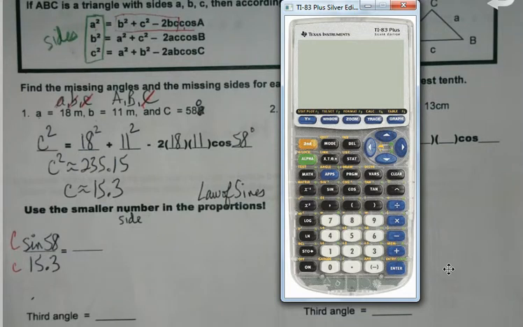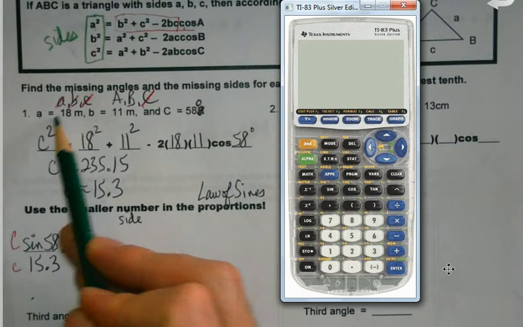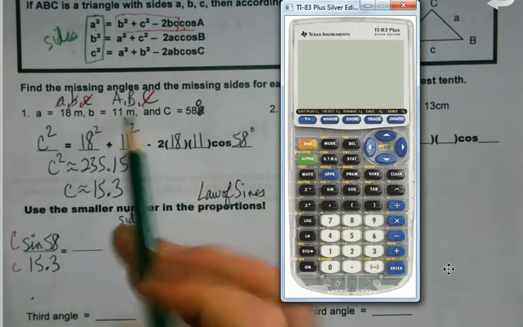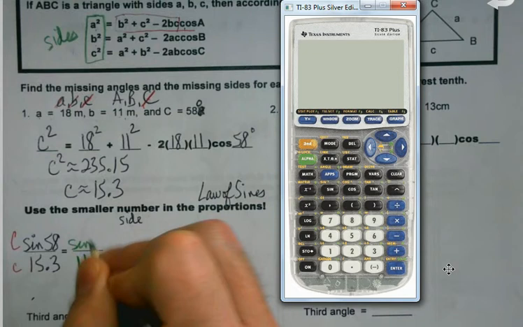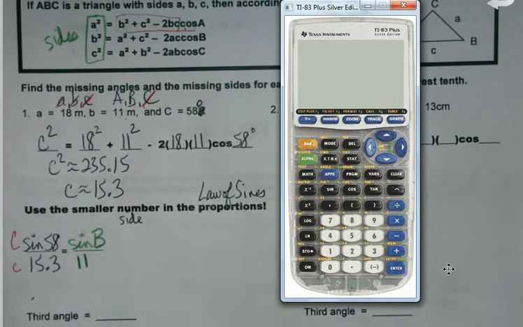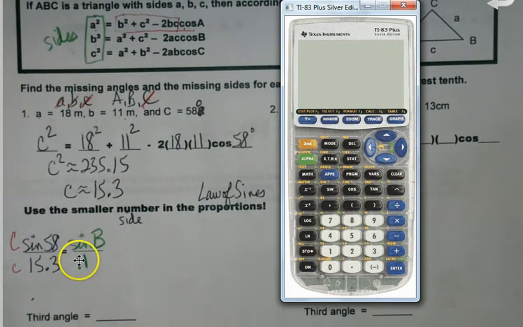And when we talk about using the smaller number, we're looking at our two remaining sides. So we're going to use the smaller one, 11, and we're going to use that to find the sine of angle B. Now it works just like what we've been doing. So I'm going to go ahead and multiply my diagonal that doesn't have B in it together.